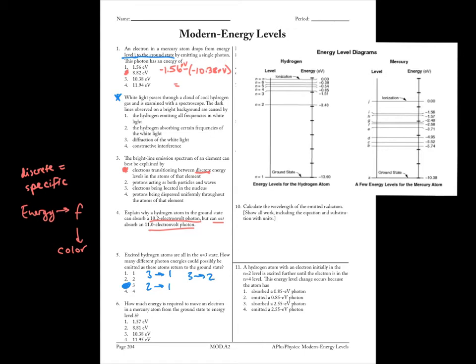Okay. How much energy is required to move an electron in a mercury atom from the ground state to energy level H? Okay, ground state to energy level H. So the difference between them, 10.38 minus 1.57. You should get 8.81. And that is right here, choice 2.